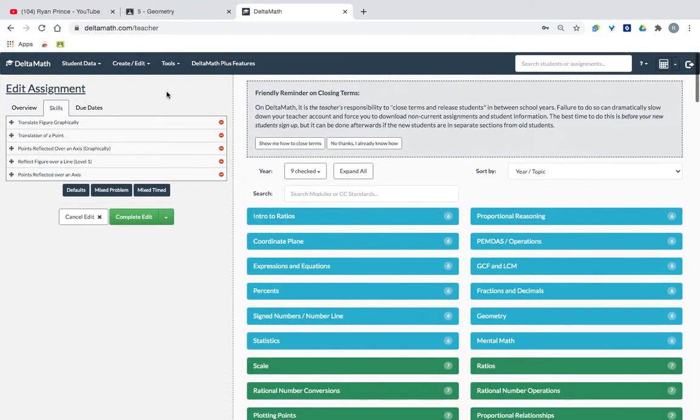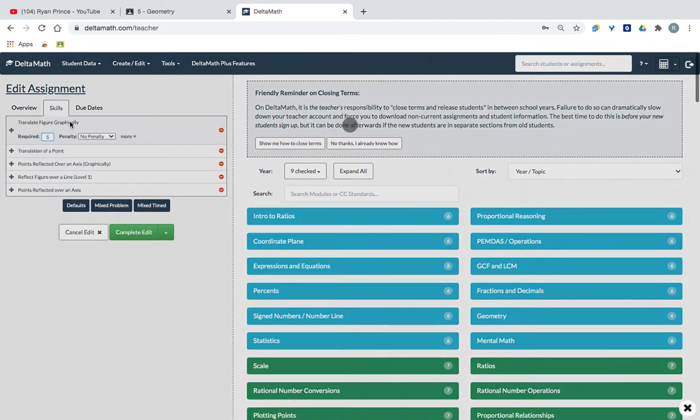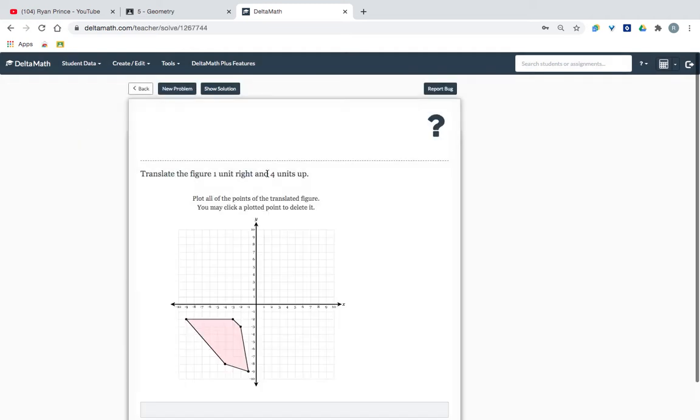So I'm going to go over some of these that are going to be on Delta Math today. Some of this you've already seen before, but it's always good to get a little refresh. So first, let's go over the translations of figures graphically.